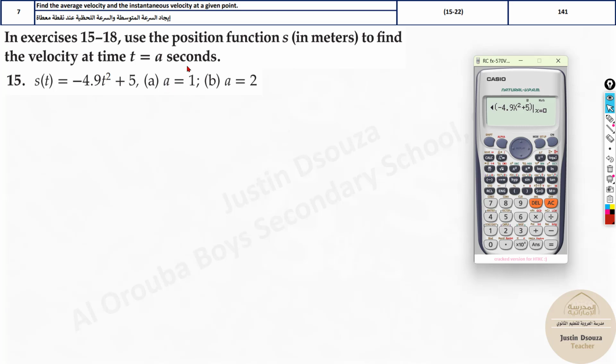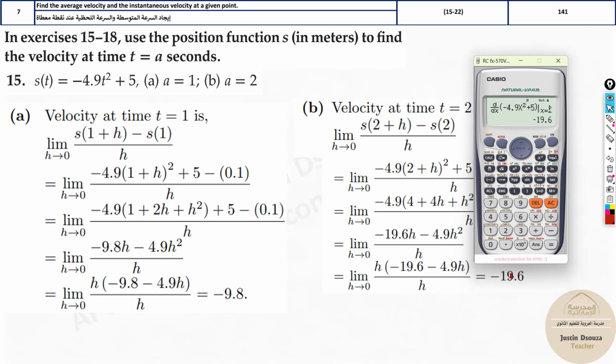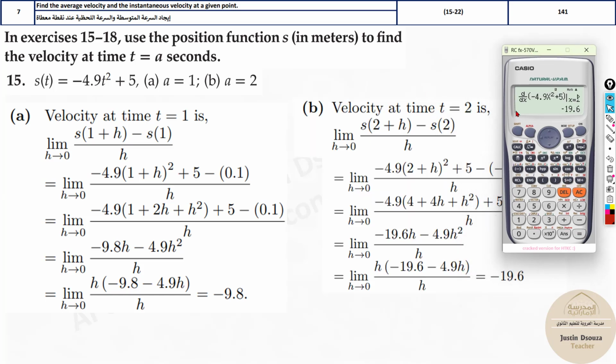Now first find at this interval at 1, the answer is negative 9.8. You can see the answer is negative 9.8. Second interval would be at 2, and the answer is 19.6. That's it. You do not need to use this entire formula to solve. You can just use the calculator method and get the answers.